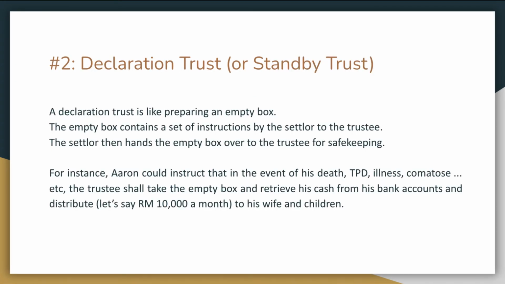Next, Aaron could set up a declaration trust, which is also known as a standby trust. So here's how it works. A declaration trust is like preparing an empty box. The empty box contains a set of instructions by the settlor, and the settlor then hands over the empty box to the testator for safekeeping. So if Aaron sets up a declaration trust, he could instruct the trustee in the event of his death, total permanent disability, illness or comatose, to take the empty box, follow the instructions given, retrieve Aaron's cash from his bank accounts, and distribute his money, let's say 10,000 ringgit a month, to his wife and children.